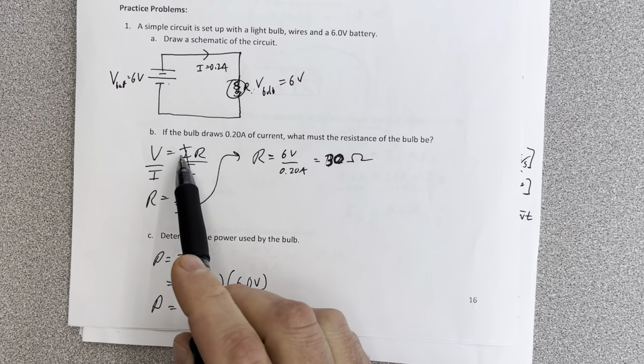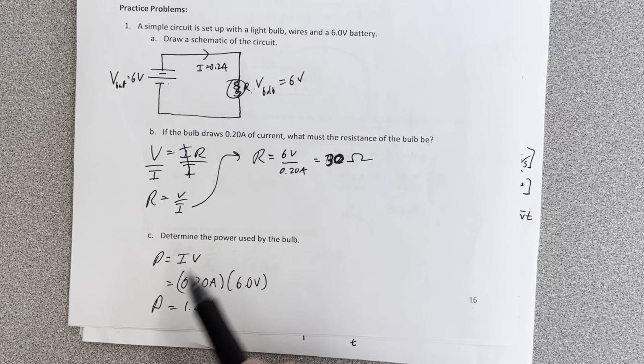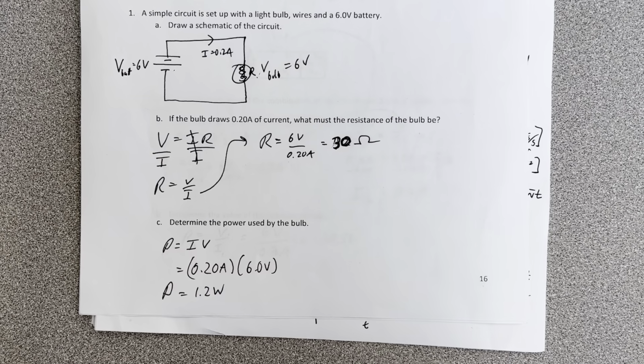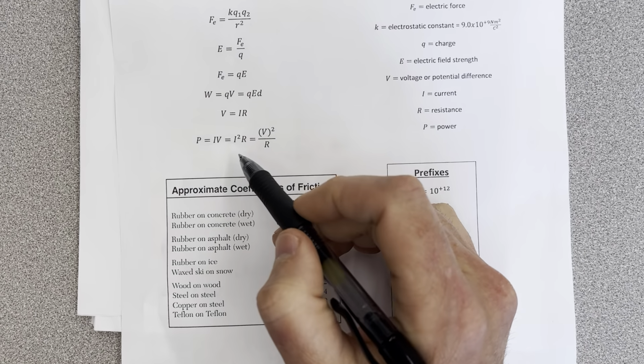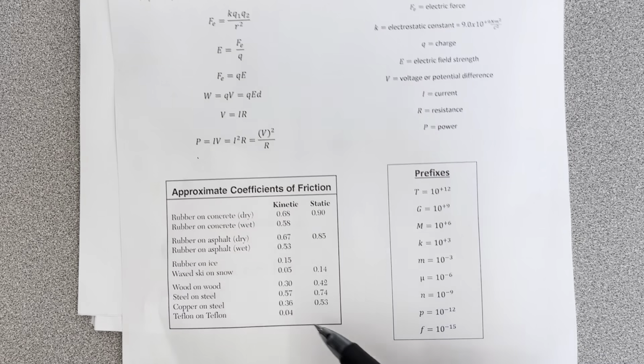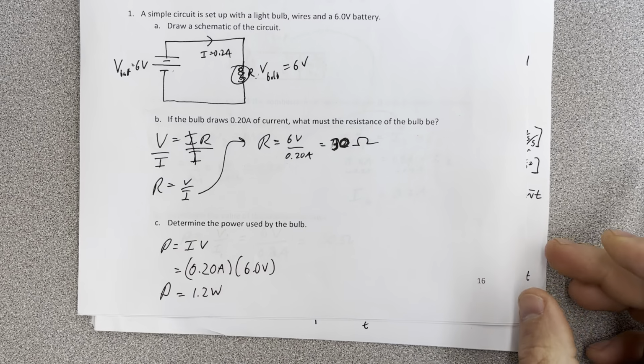So anyways, voltage equals current times resistance. Divide both sides by current: R equals E over I, 6 volts over 0.2 amps, which is 30 ohms. Power used is current times voltage. Now, there are other ways to calculate the power, subbing in Ohm's law, but we didn't really do that. We usually just use this formula. Current times voltage, 0.2 times 6 volts is 1.2 watts.